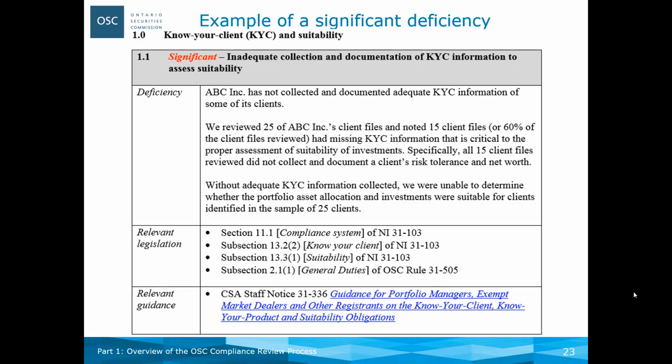So on the screen is an example of a deficiency point that has been labeled as significant. The example also illustrates the current tabular format. In this scenario, we found that 15 out of 25 client files had one or more pieces of KYC information missing. The pieces of information missing are risk tolerance and net worth. As risk tolerance and net worth information is vital to the proper assessment of suitability, this finding is both pervasive, where 60% of client files reviewed had inadequate KYC information, and consequential, as it hinders the proper determination of suitability of investments. Therefore, we have labeled this as significant.